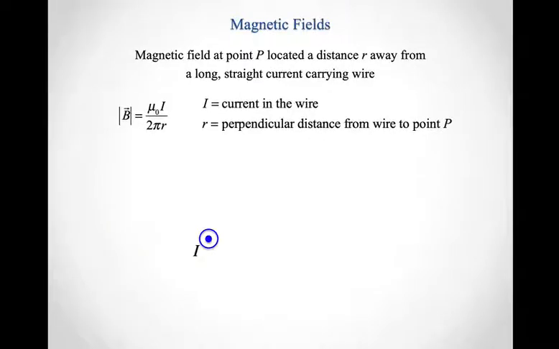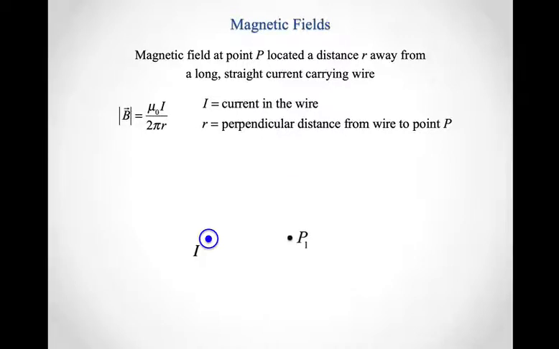So let's start with our long straight wire. So I want to think about the magnetic field at a point P that's located a distance r away from a long straight current carrying wire. I can calculate its magnitude as equal to mu naught over 2 pi times I over r. And so I, of course, is the current in the wire, and r is the perpendicular distance from the wire to point P.